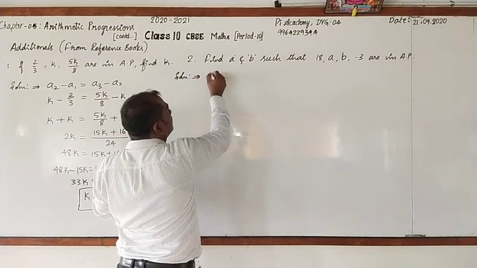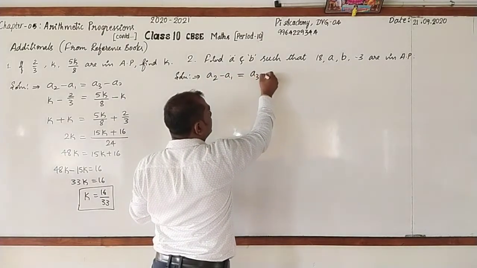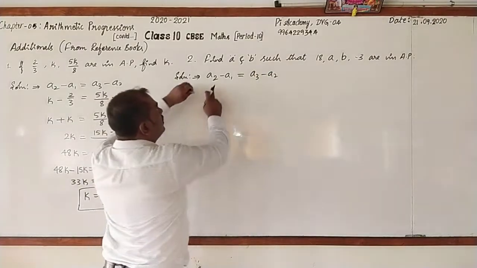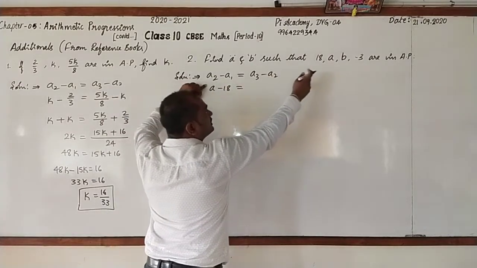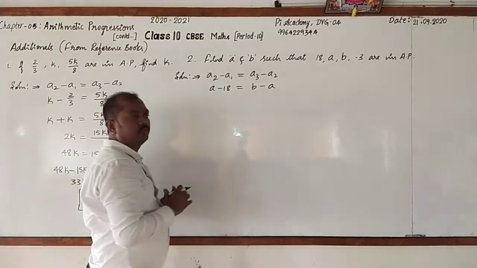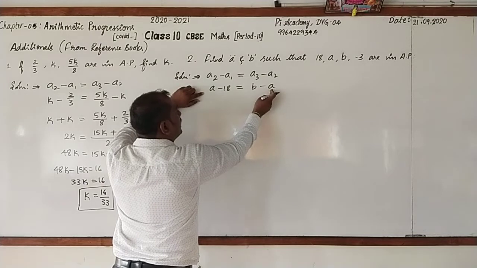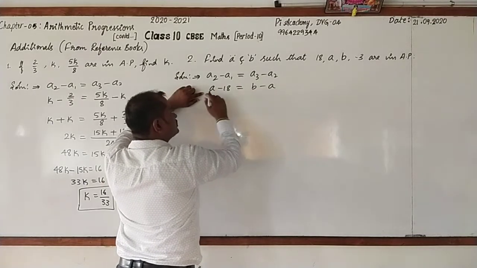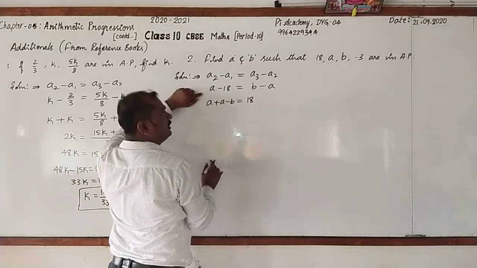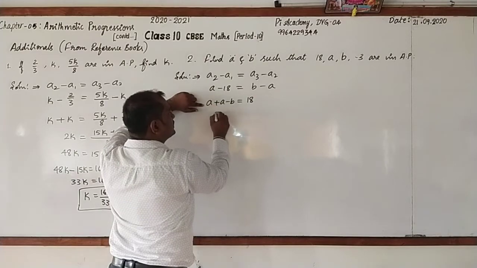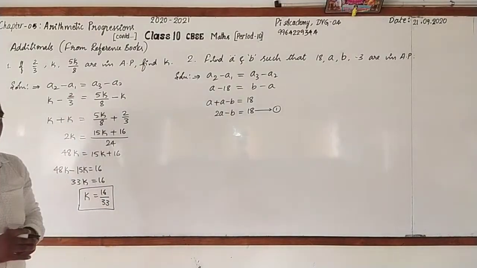First, here A2 minus A1, we all know that this will be equal to A3 minus A2, right? What is A2 minus A1? It is a minus 18 is equal to A3 minus A2, b minus a. Understood? Next, take these algebraic terms to the left hand side, a plus a minus b. Constant to the right hand side becomes 18. Minus 18 becomes plus 18. a plus a, 2a minus b is equal to 18. You may call it equation 1.